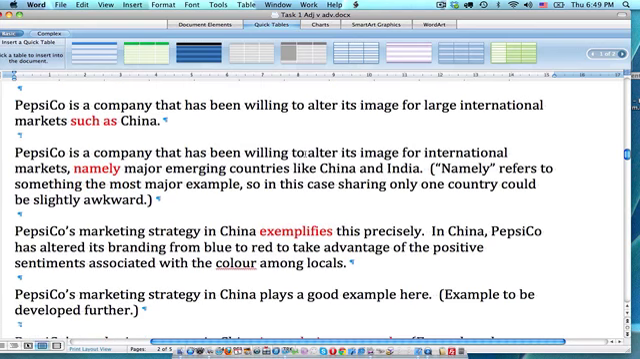PepsiCo is a company that has been willing to alter its image for international markets, namely major emerging countries like China and India. And I've created a little note for myself. I didn't want to forget to tell you that namely refers to something that is the most major example. So in this case, if we were to share only one country, so for example, just China, it might read slightly awkwardly.